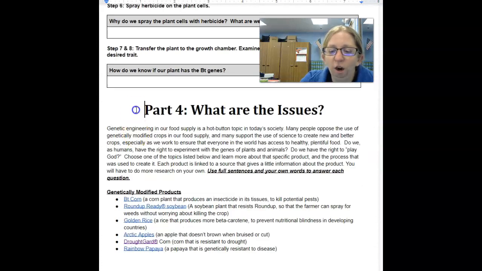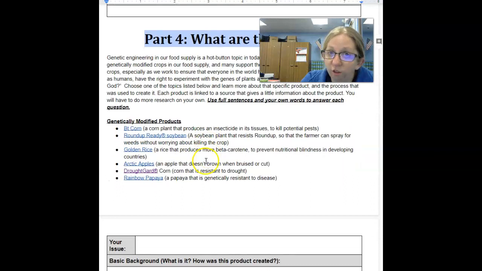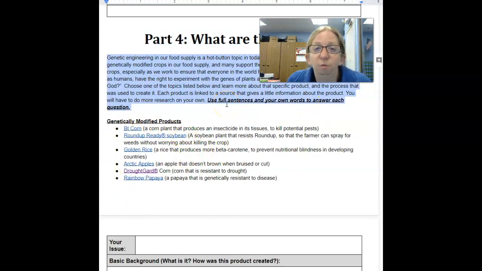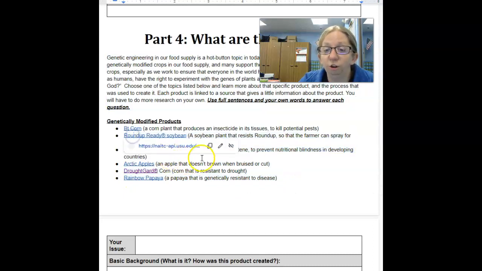And then part 4, I'm going to have you look at a couple issues with genetically modified organisms. This is a really hot button topic for us today. We have a few genetically modified plants, but GMOs are not as prevalent in our diet as people think they are. So with part 4, you're going to pick one of our, let's see, 1, 2, 3, 4, 5, 6 GMO products, and you're going to learn a little bit about them.